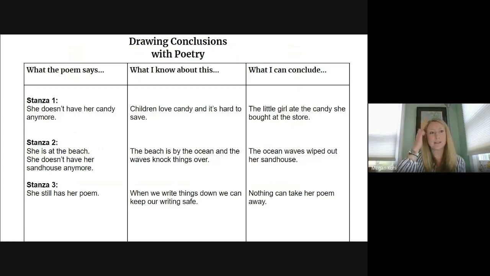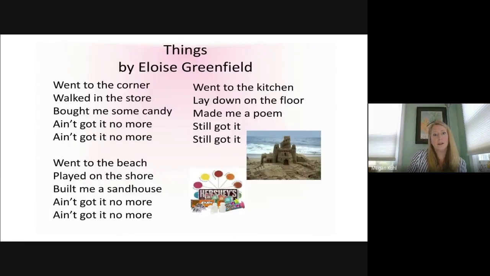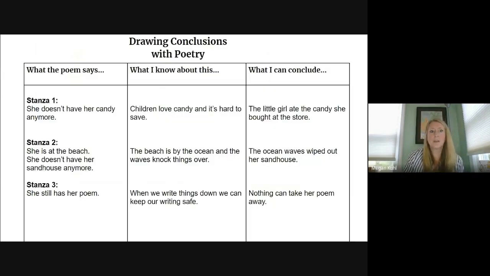If we look back at stanza 2, we know that the little girl is at the beach and she built a sand house, which is like a sandcastle. So if we go back to our graphic organizer, in the first column, under stanza 2, we can say she's at the beach and she doesn't have her sand house anymore.